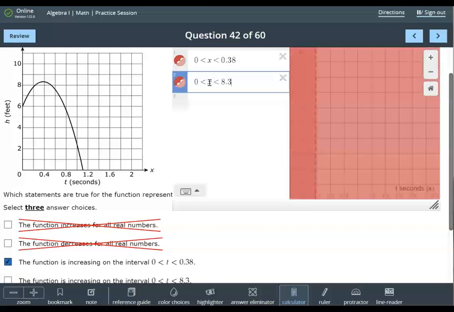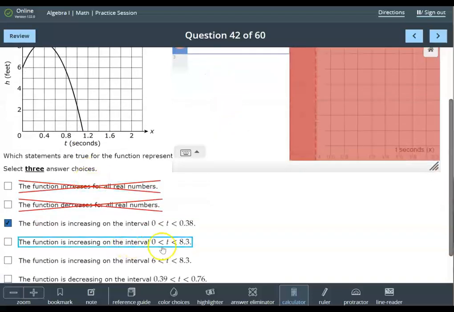And the problem with this one is it's filling up the whole graph. It's saying it's increasing everywhere that you can see, and that's not true. The right side of the parabola is decreasing. So this one does not work.